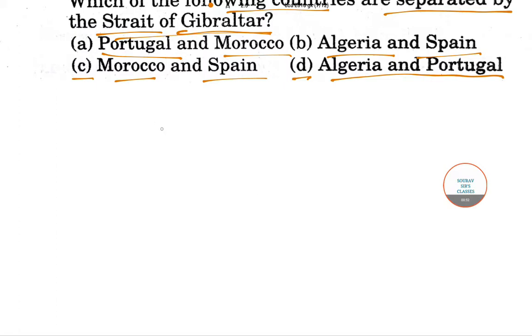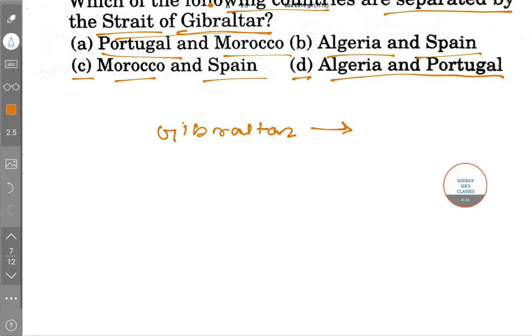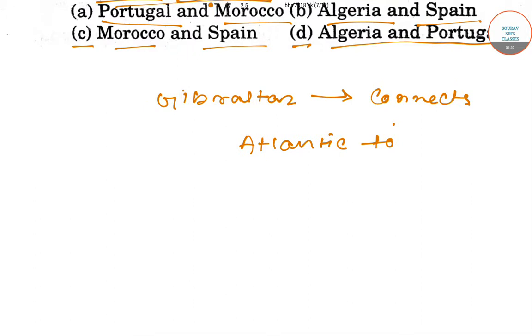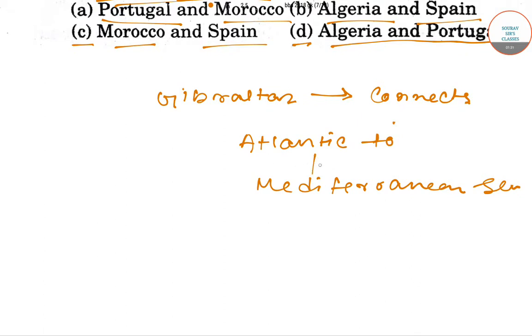Now let me tell you, the Strait of Gibraltar is a narrow strait that connects the Atlantic Ocean to the Mediterranean Sea. So here this is connected.